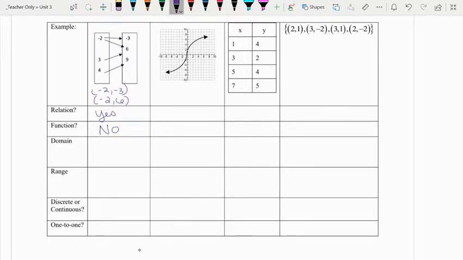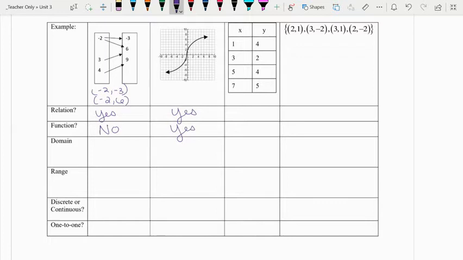So let's look at that in the next one. Is it a relation? Well, yes, because it's a set of points. It's a graph, it's a relation. Again, everything that you're going to see is pretty much always going to be a relation. It'll be painfully obvious if it's not. All right, so is this a function? Are there any x values that are going to repeat? Well, the x values are not going to repeat, so this is a function.